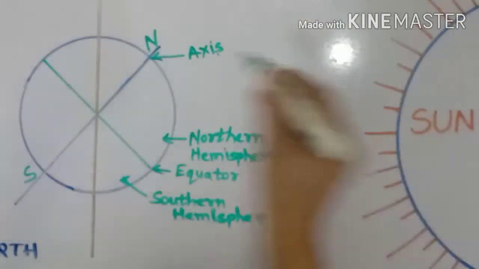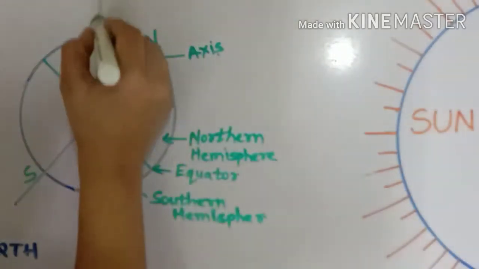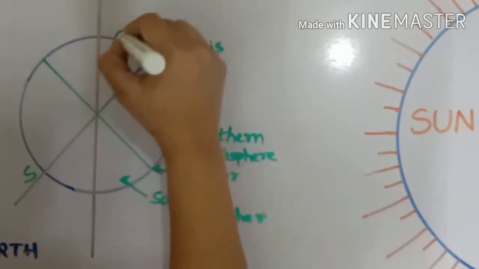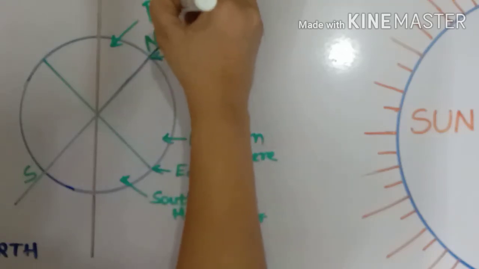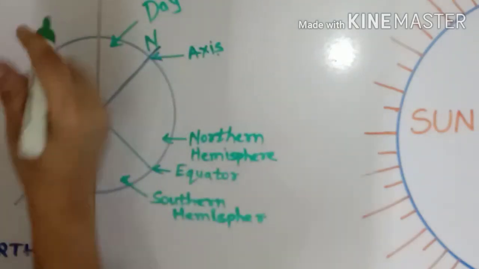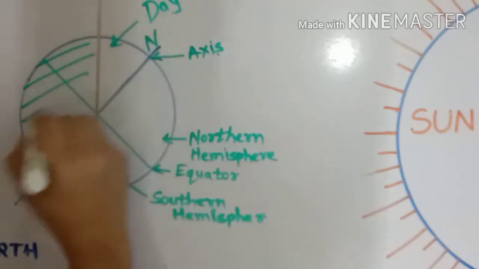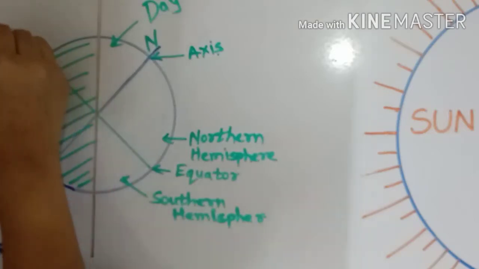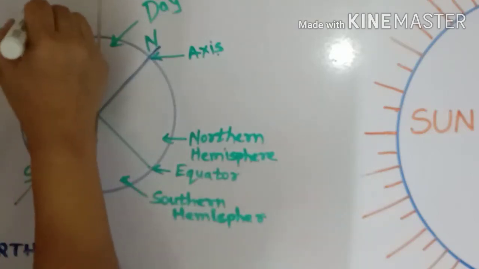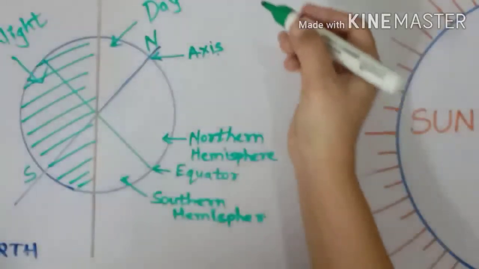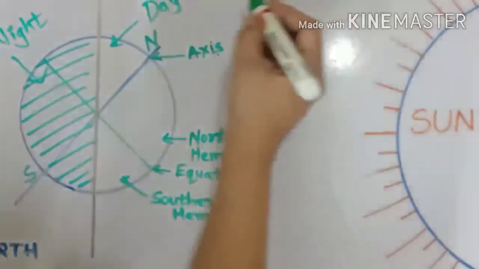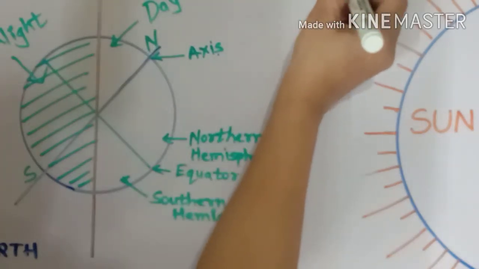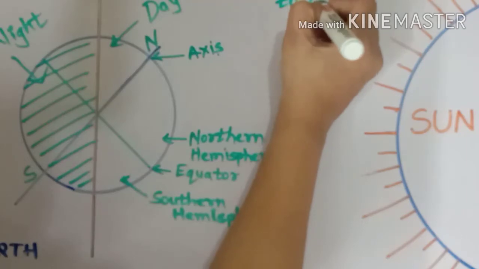Now when the sun rays fall on the Earth, this part is getting illuminated. So this half part is nothing but day here. And opposite to this half part, here is night. This period is between 22nd March to 23rd September.